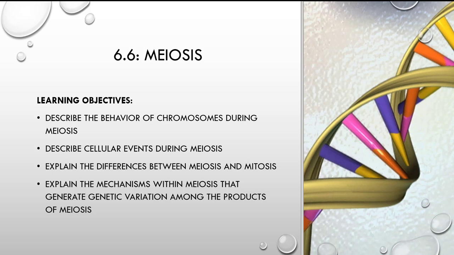By the end of this video, you should be able to describe the behavior of chromosomes during meiosis. You should also be able to describe the cellular events during meiosis, as well as explain the differences between meiosis and mitosis, and explain the mechanisms within meiosis that generate genetic variation among the products of meiosis.